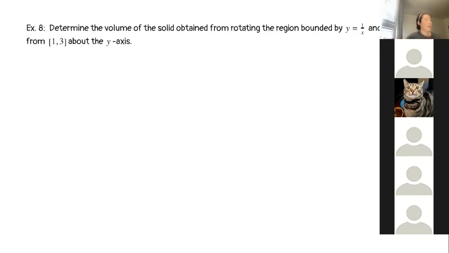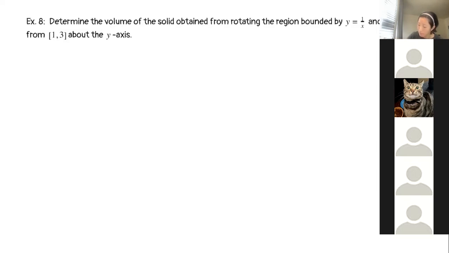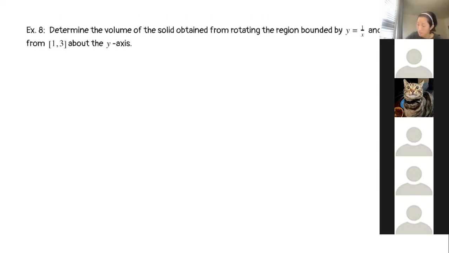So from here on out, we're going to be taking a look at questions that are a lot less structured. So like, what happens if there's no picture? They just give you a bunch of words and you're supposed to come up with a picture. Okay, so let's see. Example 8 says, determine the volume of the solid obtained from rotating the region bounded by y equals 1 over x and the y-axis from 1 to 3 about the y-axis.